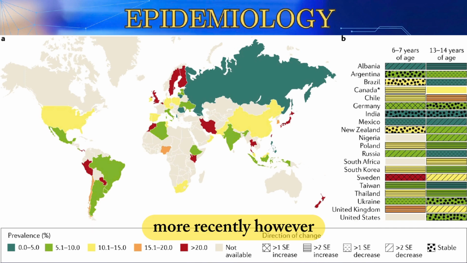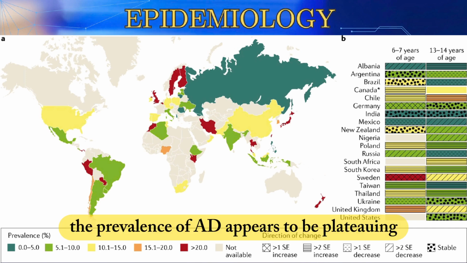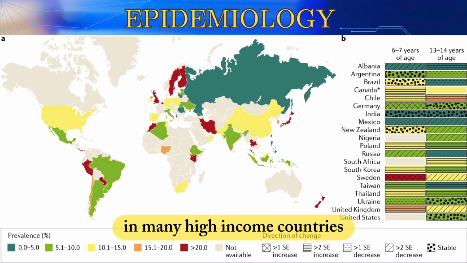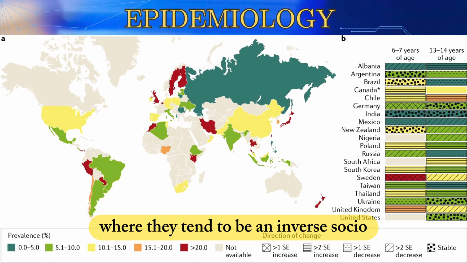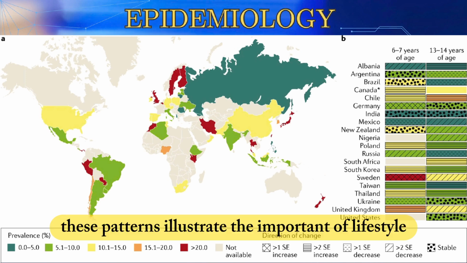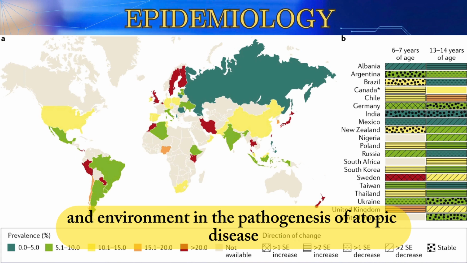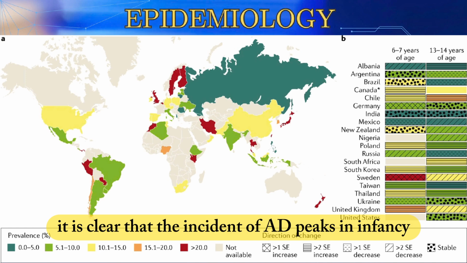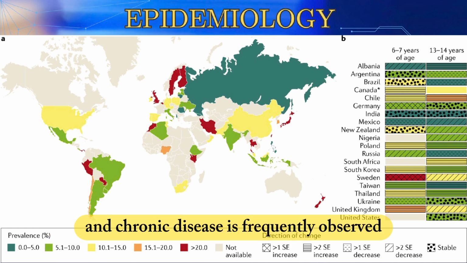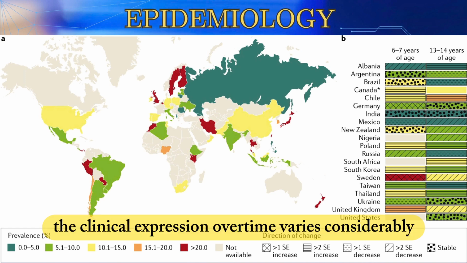More recently, however, the prevalence of AD appears to be plateauing in many high-income countries, where there tends to be an inverse socio-economic gradient in prevalence. The pattern illustrates the importance of lifestyle and environment in the pathogenesis of atopic disease. Although it is clear that the incidence of AD peaks in infancy and chronic disease is frequently observed, the clinical expression over time varies considerably.